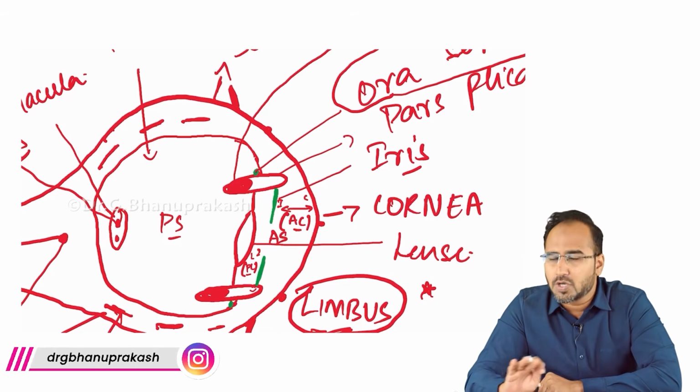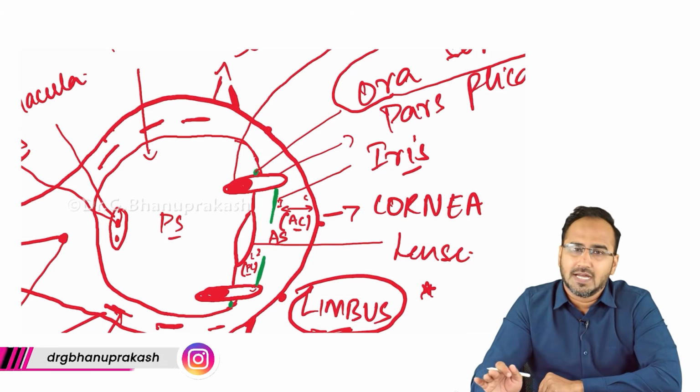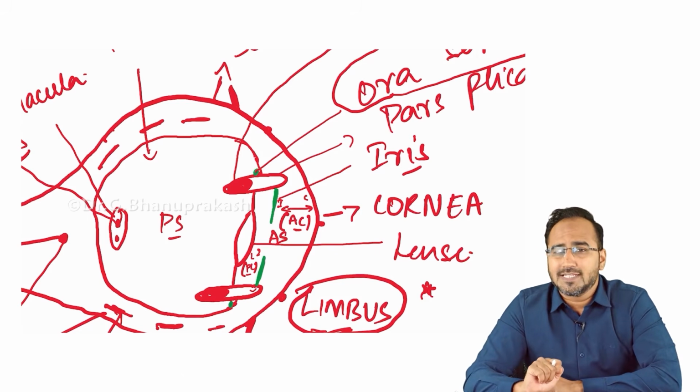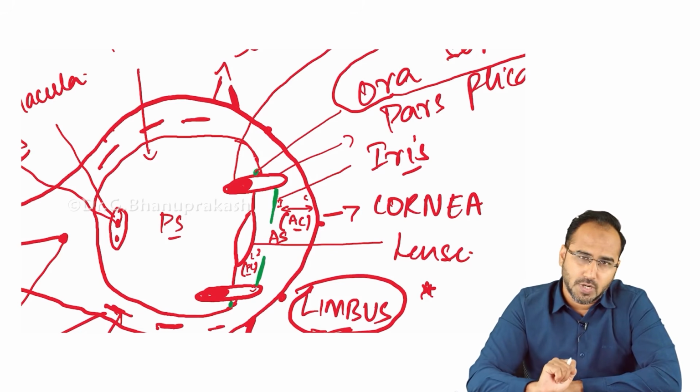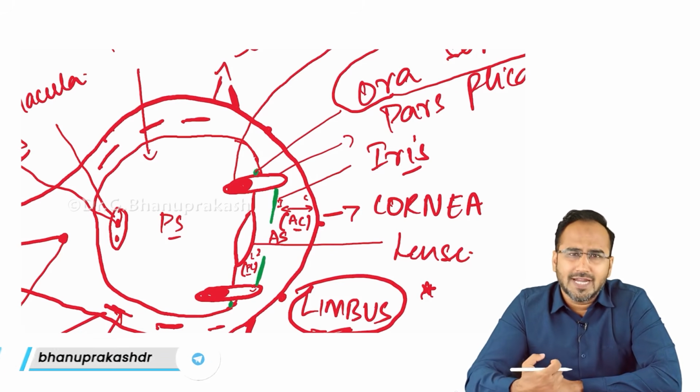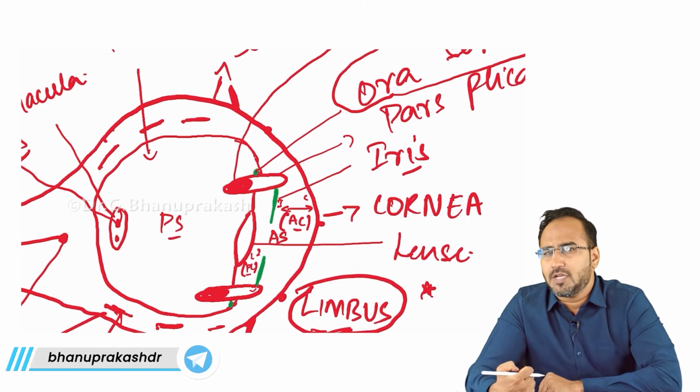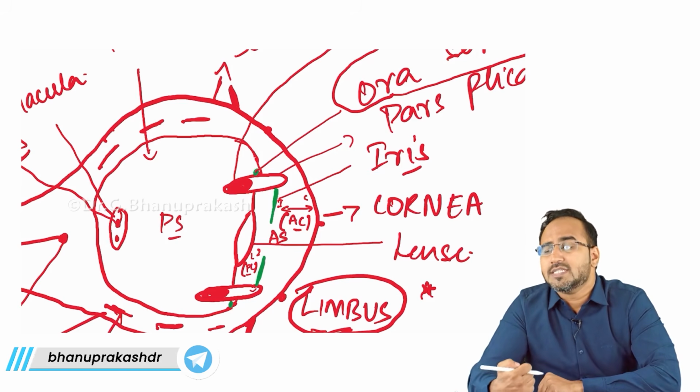So we have discussed the cornea and the sclera. The second layer of the eye is the choroid. I told you, guys, in the choroid there are some special veins which drain the choroid. What are those veins called?